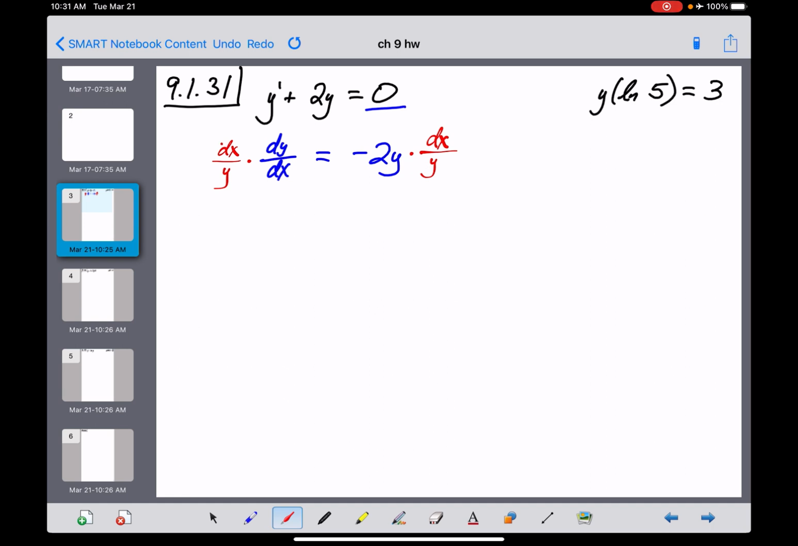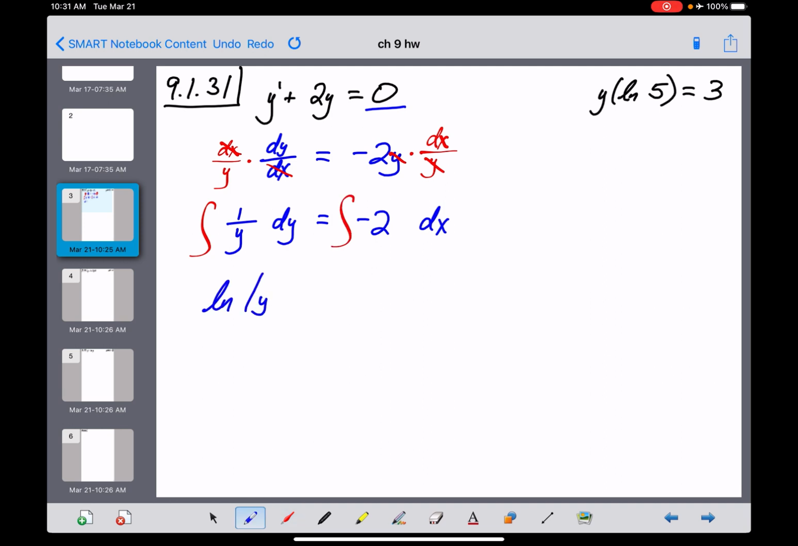So what does that do for us? These dx's on the left cancel out, these y's on the right cancel out, and that's going to get us a familiar thing we're seeing a lot of here in our 9.1 homework, 1 over y dy. That seems like a really common left side that we end up with here, equals, I guess, just a negative 2 dx, and that's that. So, now that we've separated our variables, let's go ahead and anti-differentiate both sides.